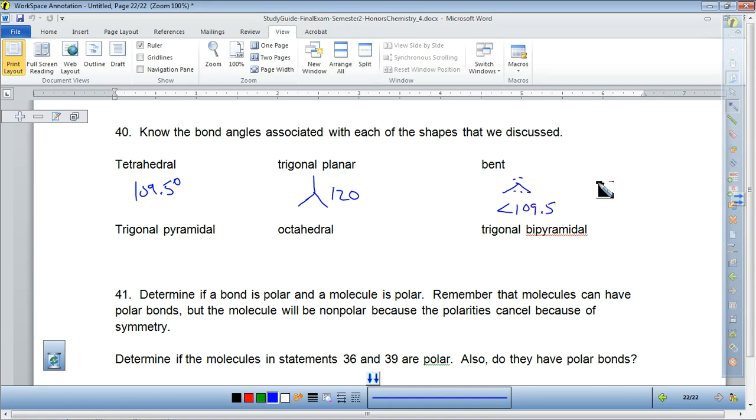Or if it only has one lone pair, less than 120. There's two bents. Trigonal pyramidal. Less than 109. That's lone pair with three. Octahedral. 90 degrees. Trigonal bipyramidal is the weird one. Got 120 here and 90 here.